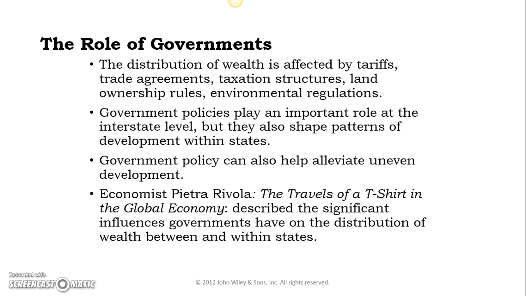Government policies not only play an important role between countries, that interstate level, but they also shape the development patterns within states. So sometimes government policies encourage uneven development. For instance, they might have things like export processing zones that encourage development in a certain area. Or they can push things so that, for instance, maybe they do what Brazil did and move their capital from the edge of the country into the middle of the country to try and alleviate some of that uneven development.